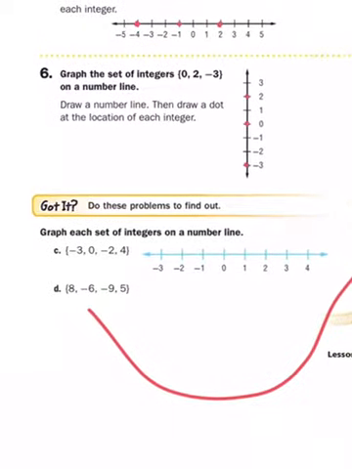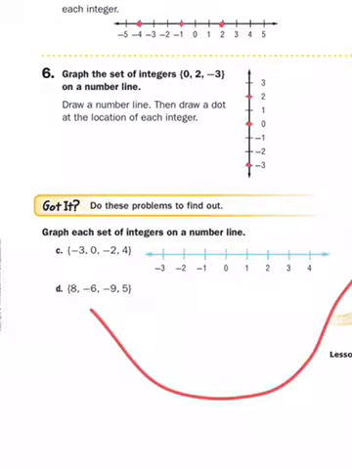Okay, so for C, here's what you should have. So -3 is right here. I'm going to put a dot. 0 is right here. -2 is right here. And a +4 is right here. So check that your dots are in the right spot.